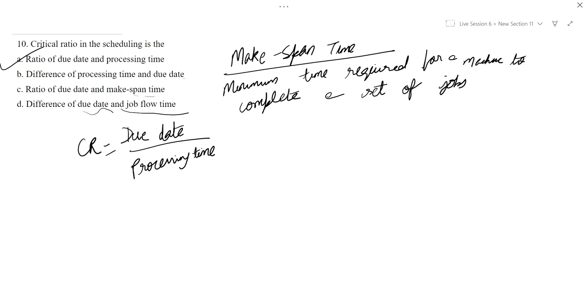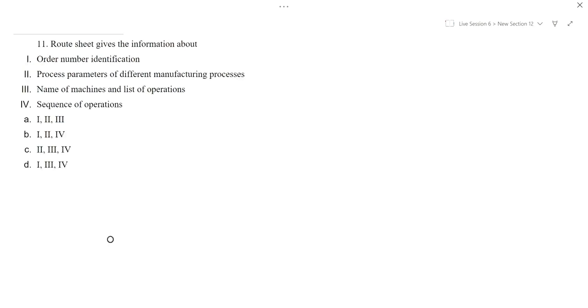Okay, the next question. Route sheet. What is a route sheet? Route sheet gives the information about which of the following. So the route sheet gives information about the kind of the production order which is under process. It is for a specific production order which is being processed.